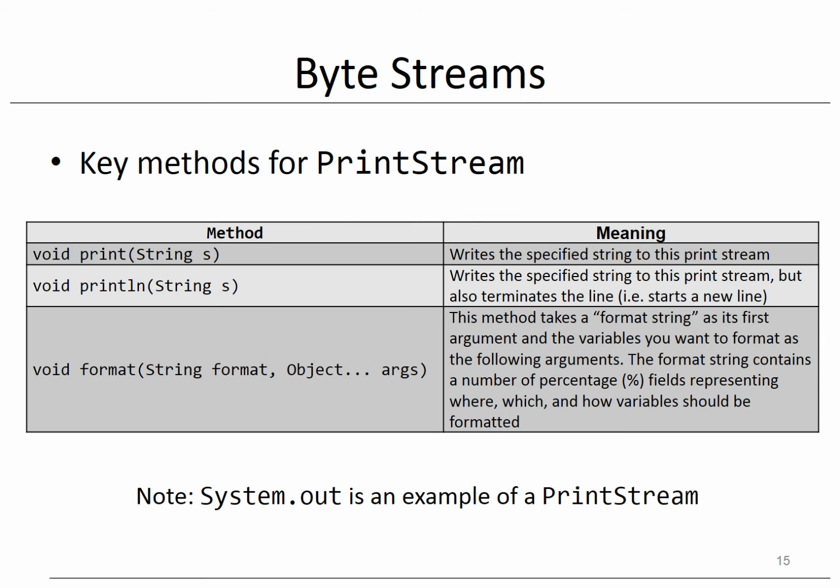Note that the System.out object we have been using to send output to the console is in fact an example of a print stream. It is open at the start of your program and closed automatically at the end, so you can use it directly without further management.